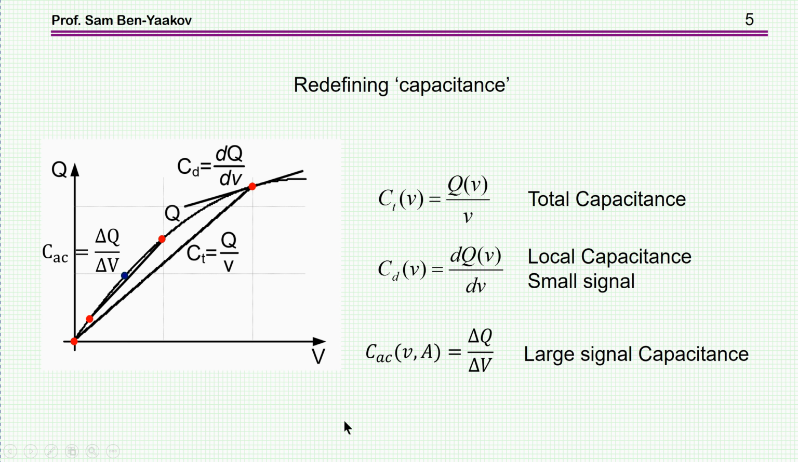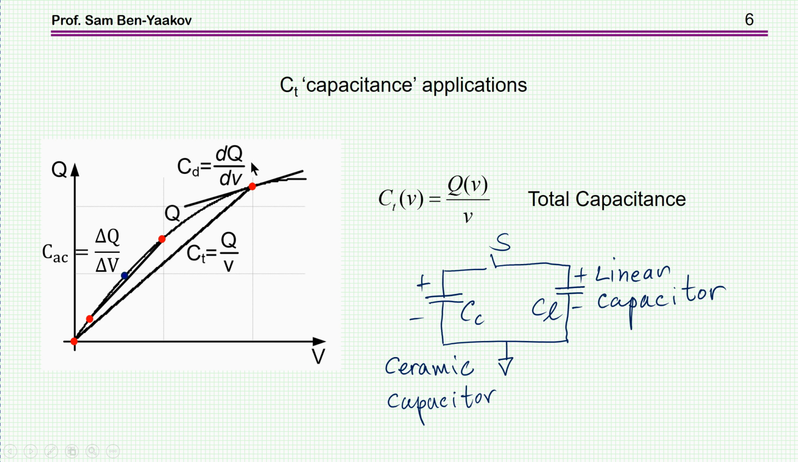So all these are voltage dependent, and they are changing depending on the operating point, on the bias point of the capacitor. Let's see where we are going to use each one of these definitions. The total capacitance, that is the ratio between the charge and voltage, say at this point or any other point, will be useful when we are analyzing cases like a nonlinear capacitor, which is charged, connected via a switch to a linear capacitor, which may be charged or not.